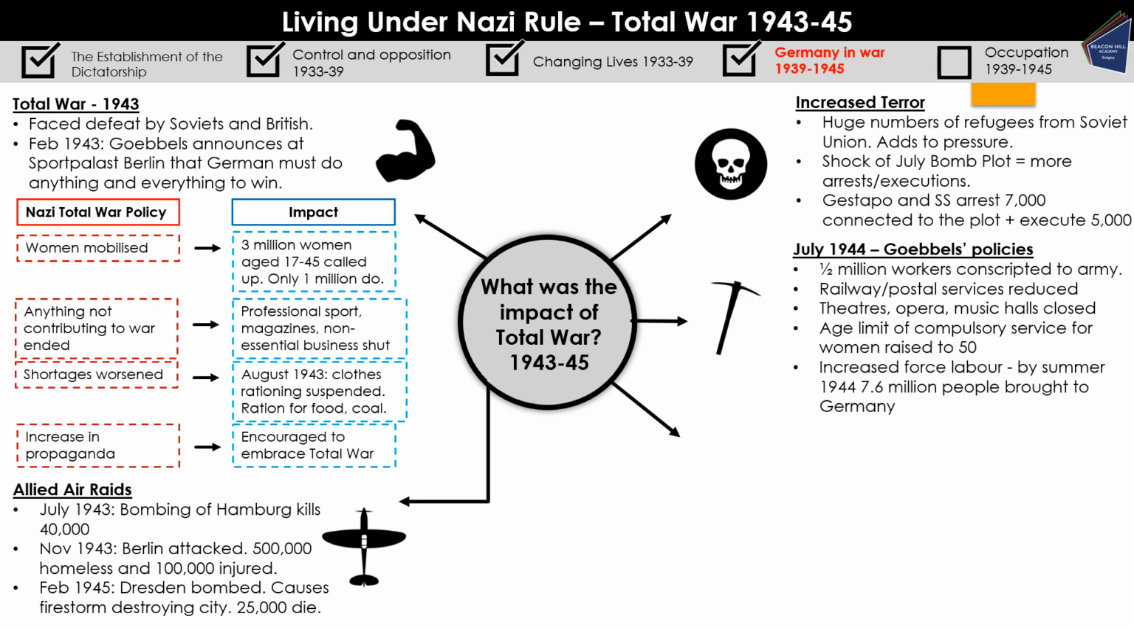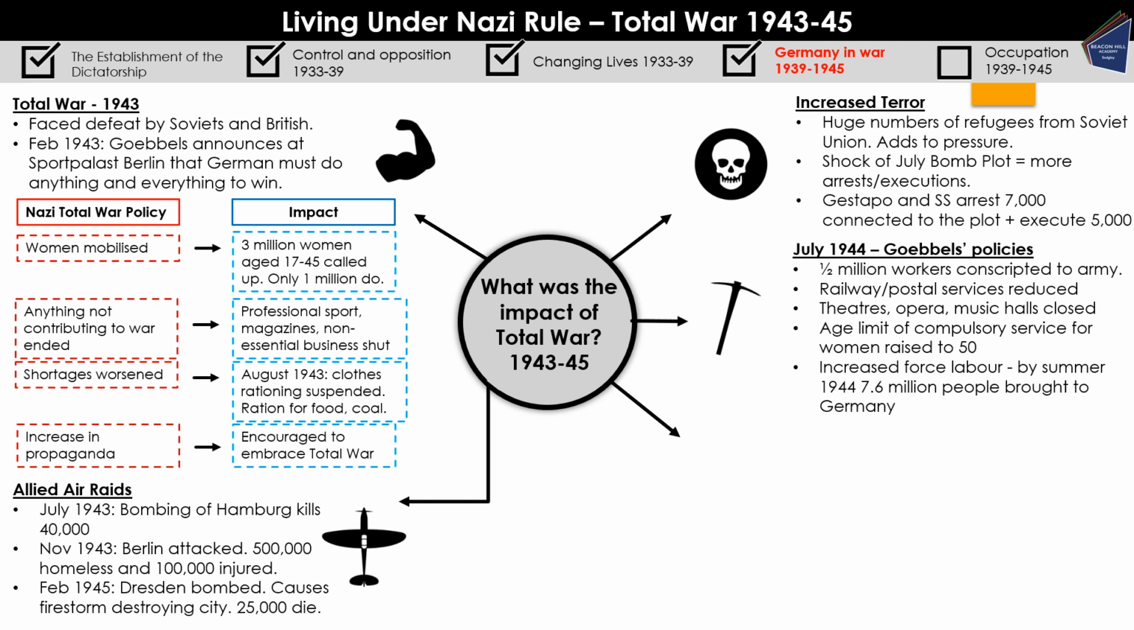In July 1945, we see Goebbels announce some policies, such as 500,000 workers being conscripted to the army. The railway and the postal services are reduced because, remember, during total war, everything needs to be contributing to the war effort. Theatres, opera and music halls are closed, so life in Germany would have been very, very monotonous and worrying for people. There wouldn't have really been any escape during total war. The age limit of compulsory service for women raised to 50, again showing the desperation, the war is going badly. And there was an increase in forced labour.